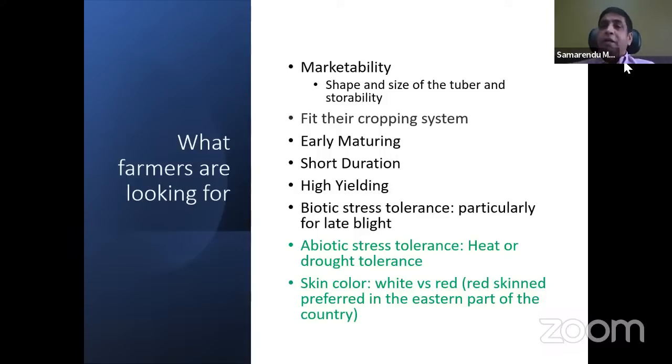And particularly the other one is heat and drought tolerance. Remember, this is a winter crop. Many locations don't have irrigation facilities. So anything which is heat tolerant or drought tolerant is well accepted. Also, if there's a heat tolerant variety, the farmers can plant early. In September, October, they can plant if the variety is heat tolerant, and harvest early and go for the next crop there. So farmers look into their cropping system in a much more complex way than somebody sitting outside.